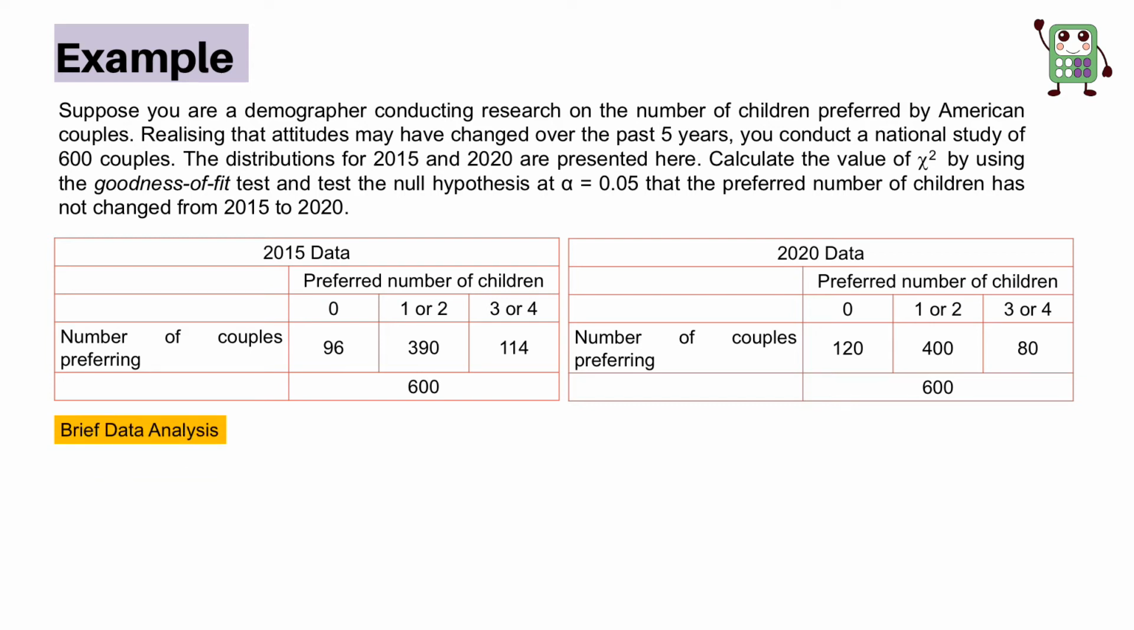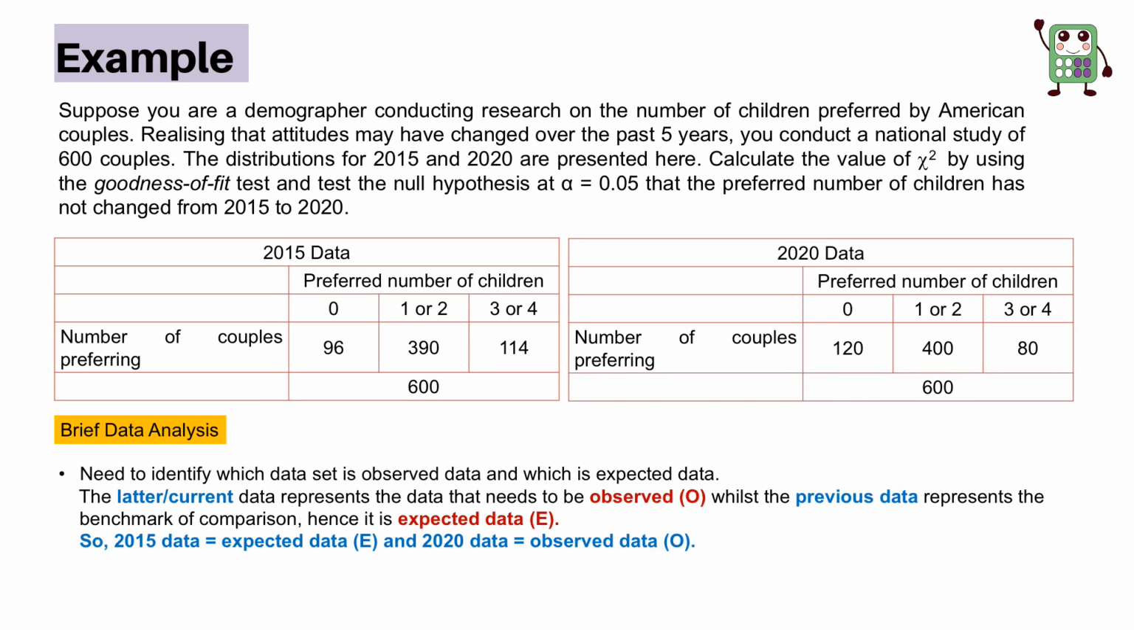So the rule of thumb, if we are given two sets of data that are in different years, the later or the current data normally represents the data that needs to be observed, whilst the previous data represents the benchmark of comparison, hence it is the expected data. So in this equation, 2015 data represents the expected data and 2020 data represents the observed data.